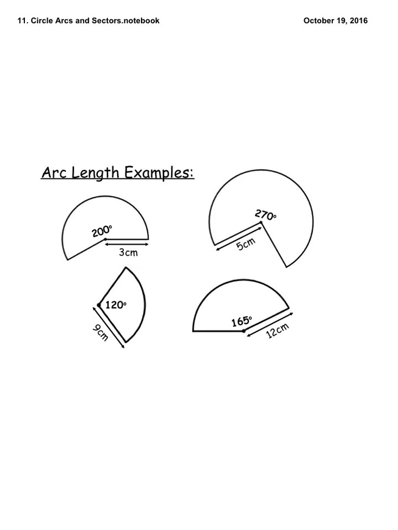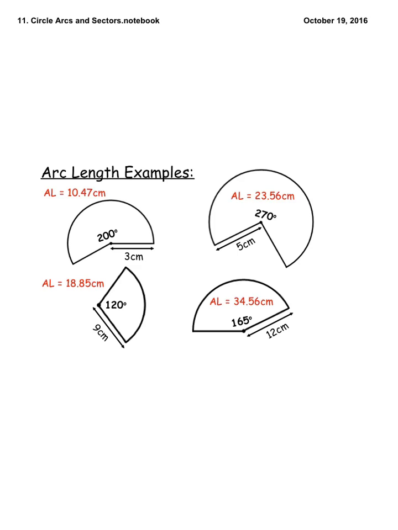So knowing what you know now about arc length, you should be able to tackle these 4 examples. Pause the video now, because answers will be given in just a moment. Okay, so the size of the first arc is 10.47 centimeters. The size of the second arc is 18.85 centimeters. The size of the third arc is 23.56 centimeters. And the size of the last arc is 34.56 centimeters.